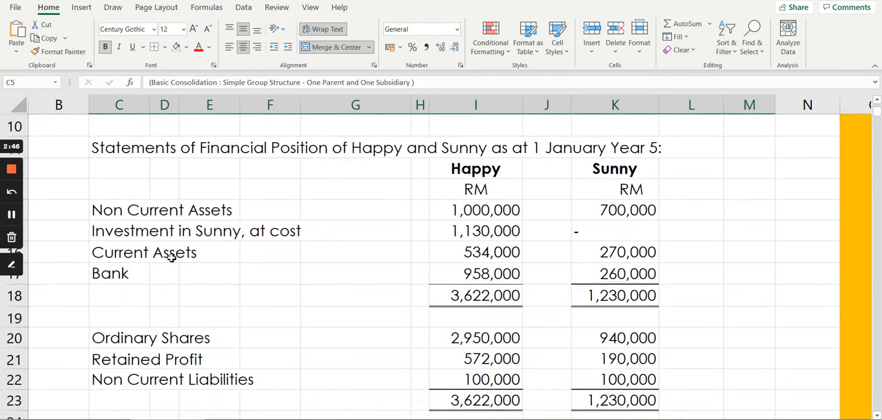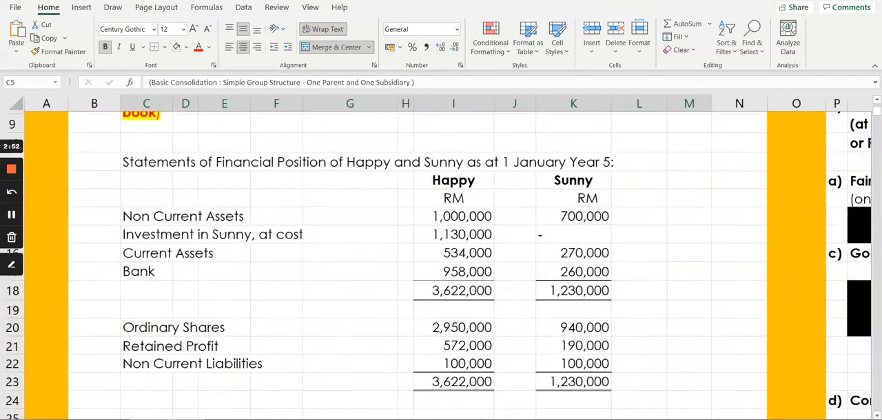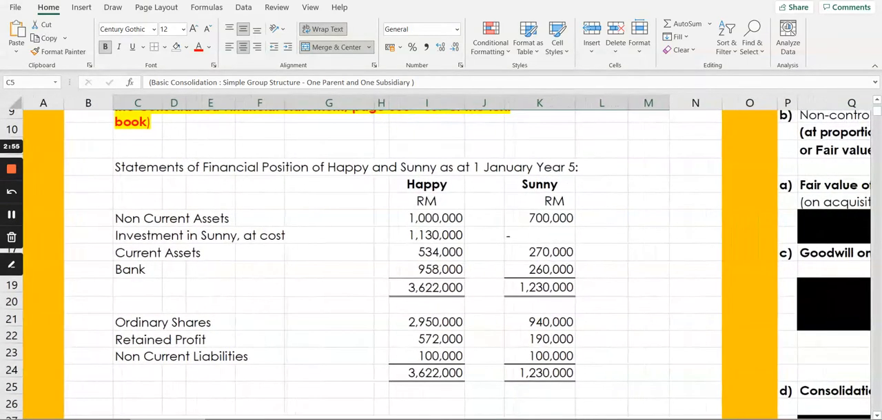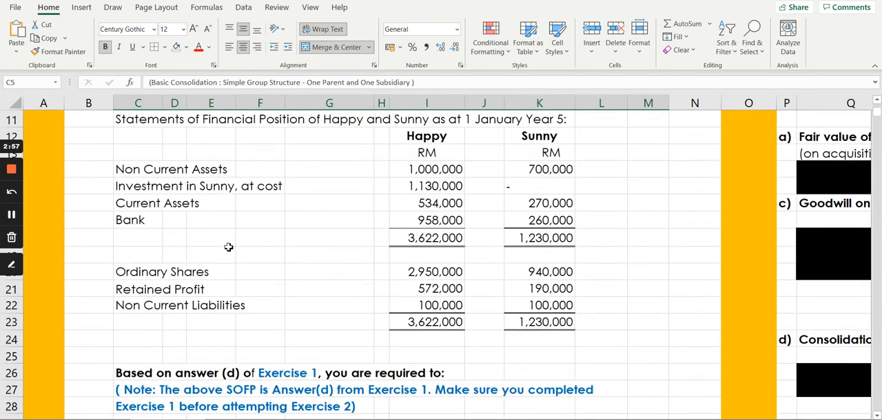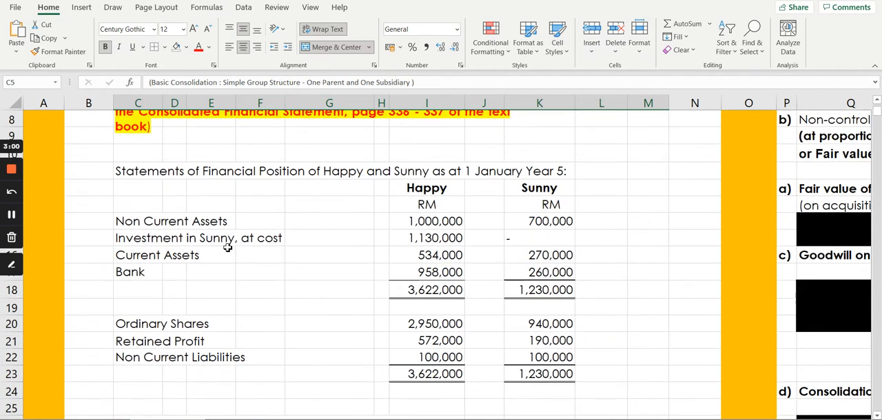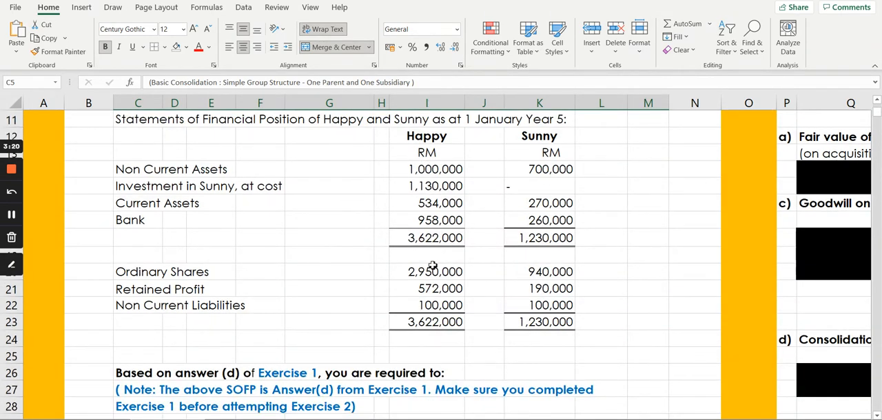Here I'm putting again the statements of financial position of Happy and Sunny after the acquisition of shares. What we're going to do now is look at the next step. If you can still recall from MFRS 10, one of the requirements says that once a parent has acquired control in the subsidiary, the parent must consolidate the subsidiary, meaning the parent must prepare the consolidated financial statement. Here is the separate financial statement of the parent and the subsidiary without being combined.